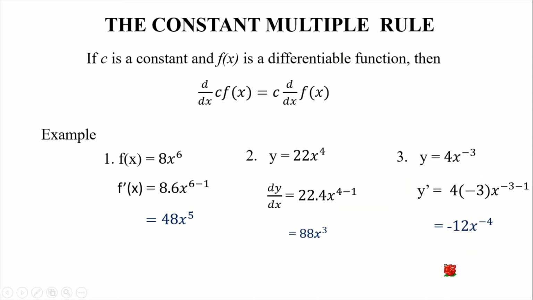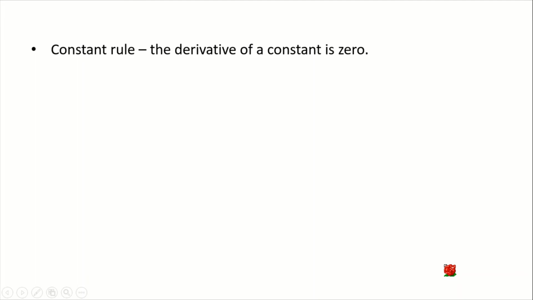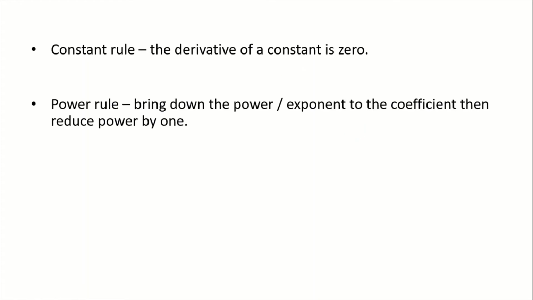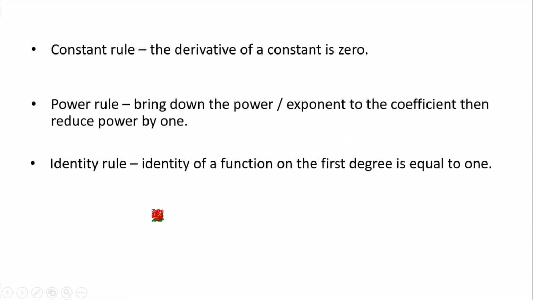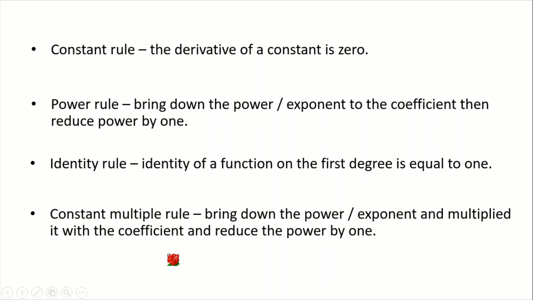Alright? So, to sum it up, si constant rule, yung derivative of a constant is always 0. Then, sa power rule, all you have to do is to bring down the power or exponent to the coefficient, then reduce power by 1. And sa identity rule, identity of a function on the first degree is always equal to 1. Right? Always equal to 1. Then, for the constant multiple rule, so bring down the power or exponent and multiply it with the coefficient and reduce the power by 1.